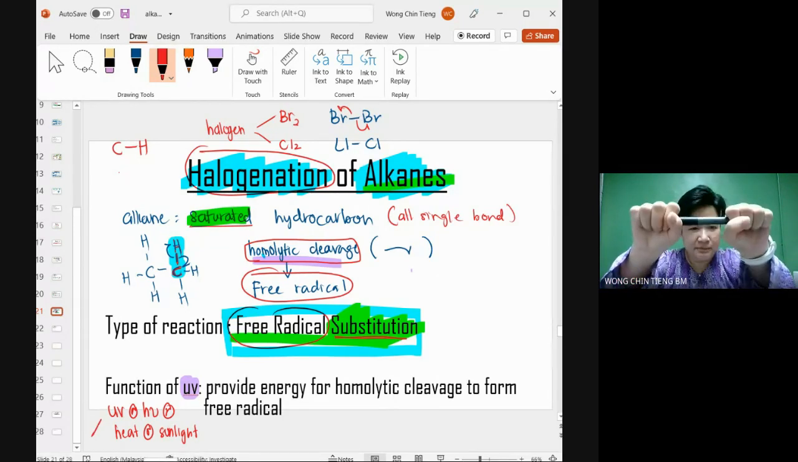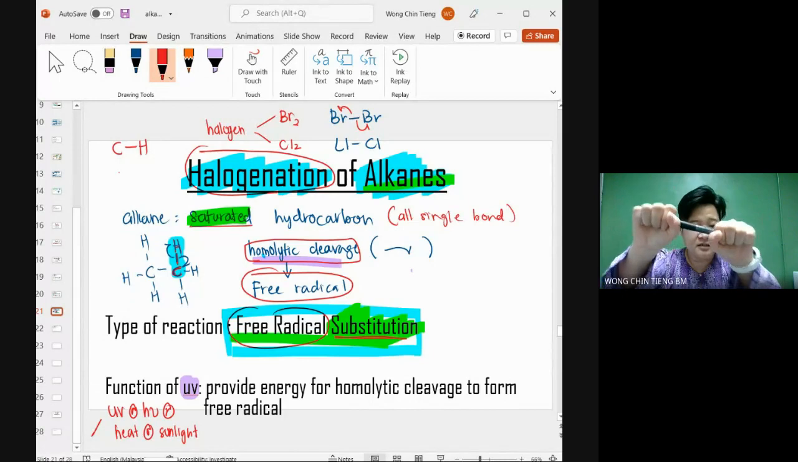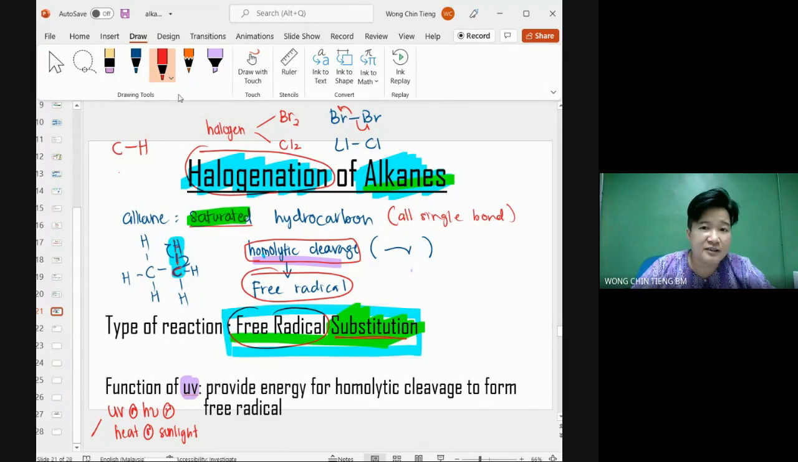Bila benda tu duduk seimbang, balance, dua-dua sama kuat. Tapi kamu letak dia kat panas. Kamu bagi tenaga kat dia, kamu bagi dia bergerak. Bila dia start bergerak, sebab itulah dia akan start putus. That's why, what is the function of the UV or the heat provided or all the energy provided? It's actually a source of energy for the homolytic cleavage to happen, for you to form the free radical.